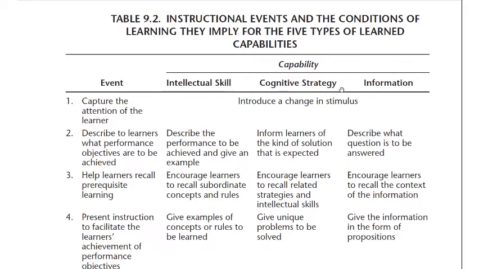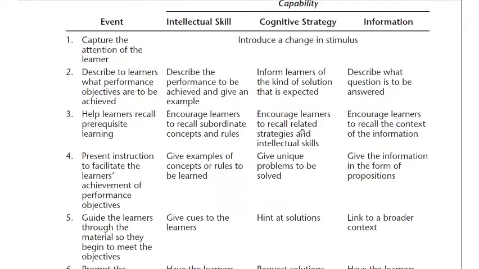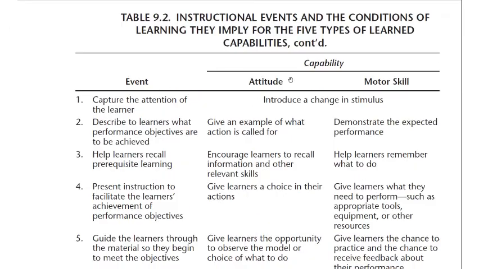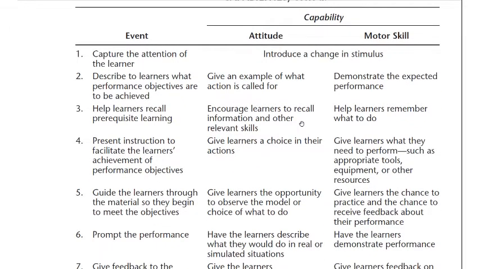The 5 capabilities across the top: intellectual skill, cognitive strategy, information. Got to go to the second page now to find the last 2. Attitude and motor skill. Those are the 5 learned capabilities. So we got Gagne's events in the first column, and each row corresponds to one of Gagne's events, and each column corresponds to a learned capability. Okay?